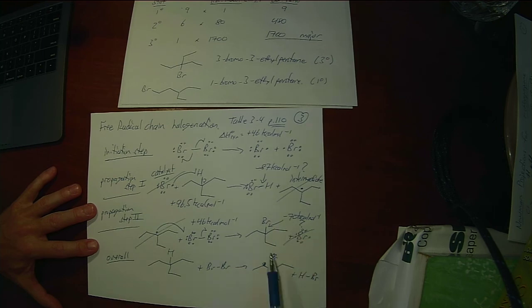In the case of iodination, the carbon-iodine bond is not enough stronger than the iodine-iodine bond to make up for the fact that HI has a pretty weak bond.